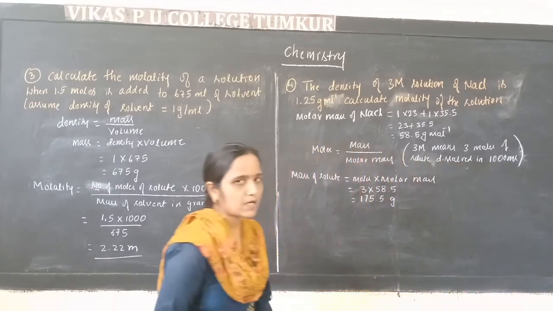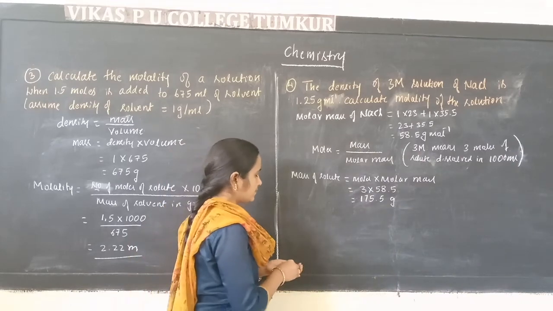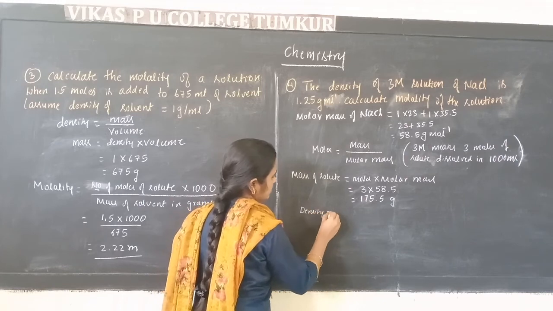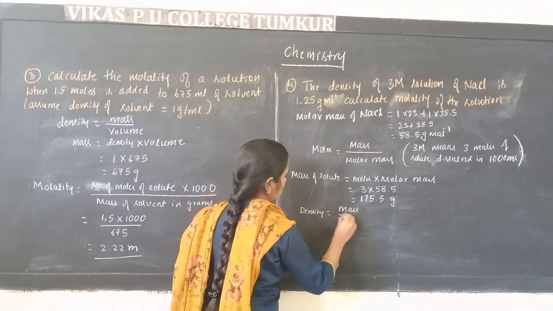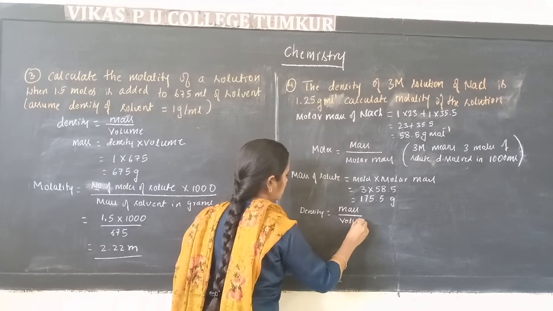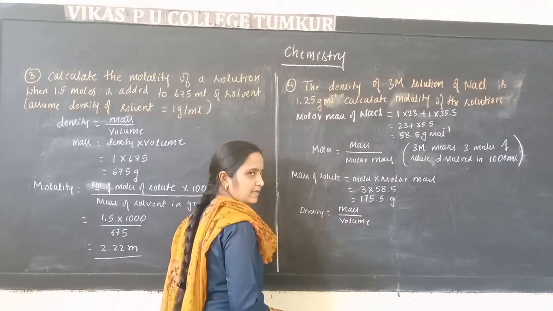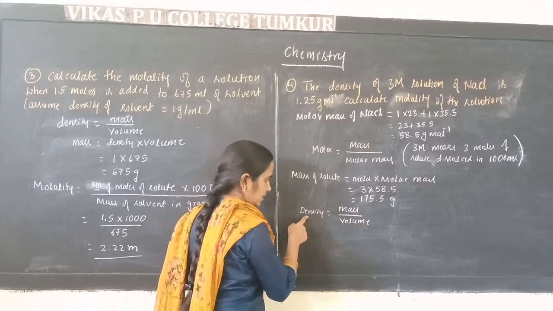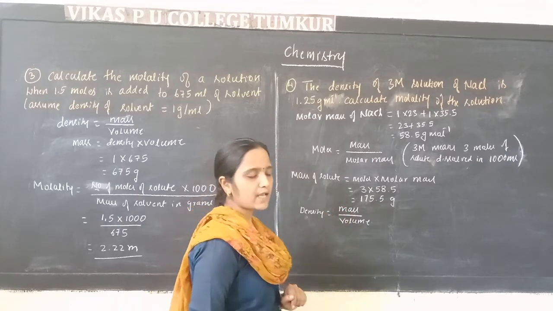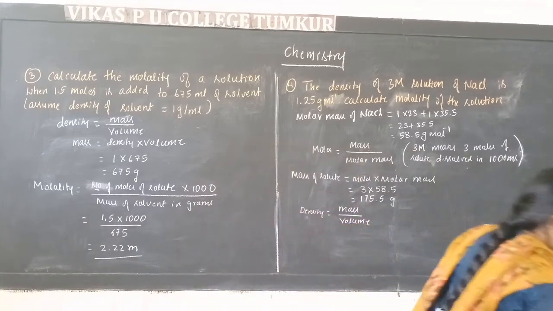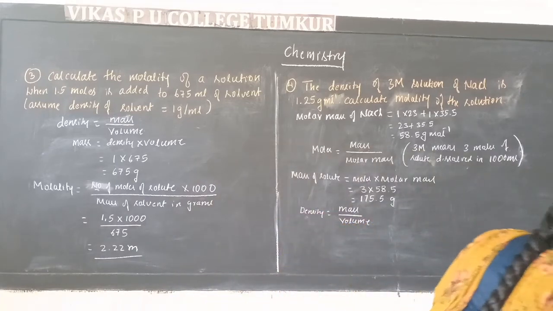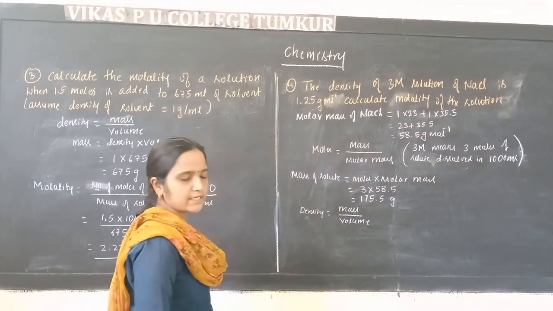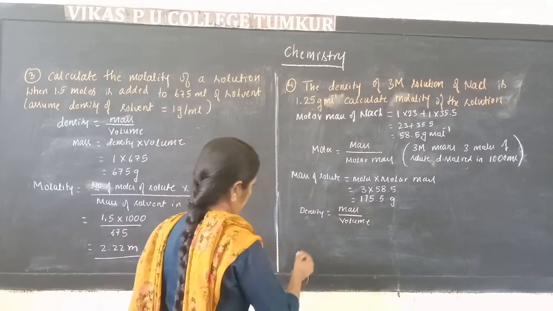Then we should find the density. Density they are given, mass by volume. We know the formula, density is equal to mass by volume. Now we should calculate the volume. We know the mass, then we know the density. Then the mass of the solution is equal to density into volume.